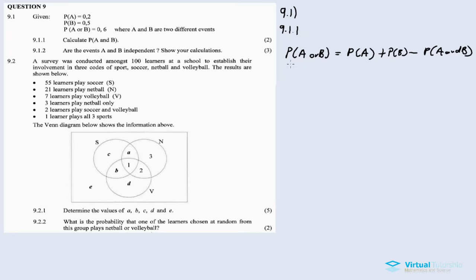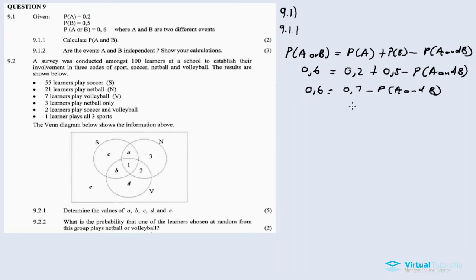Then we substitute again. I'm given A or B 0.6. I'm given A probability of A 0.2. Probability B is 0.5 minus the unknown. So okay, straightforward this one. 2 marks, free 2 marks. 0.6 equal to 0.7 minus probability of A and B.